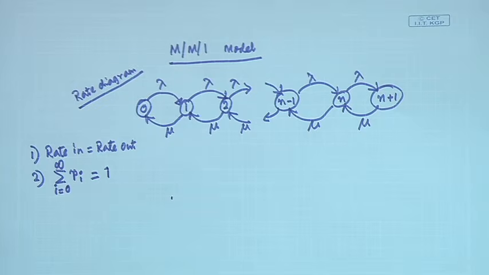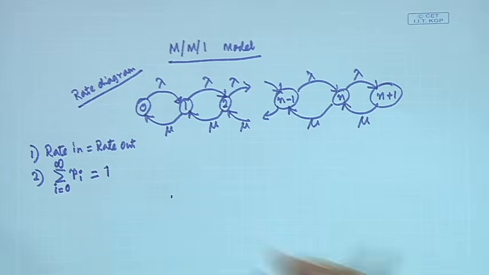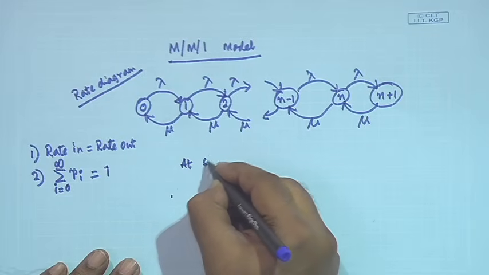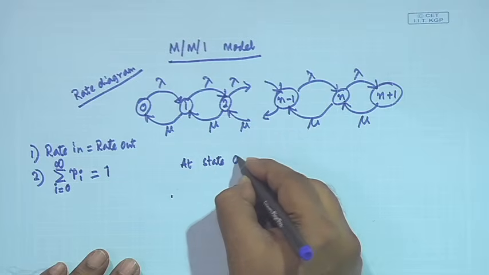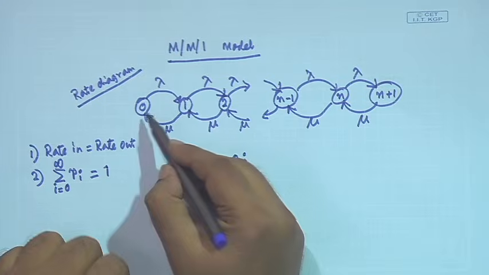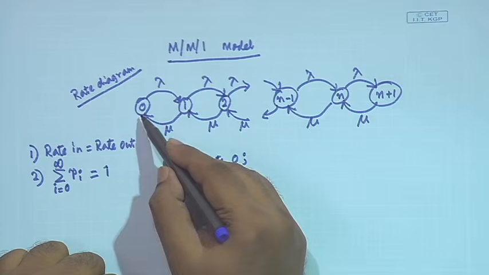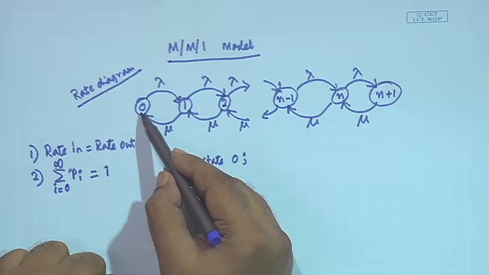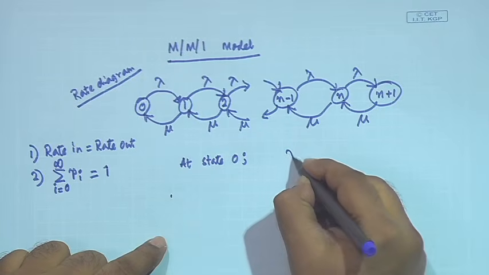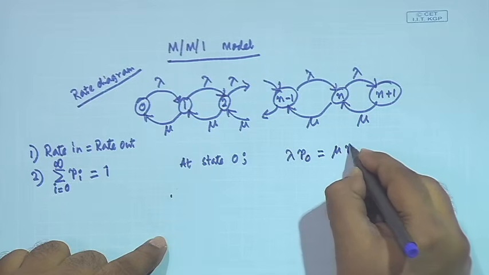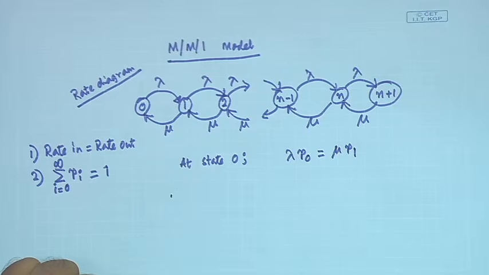So, if that is so, then how do we make the balance? You see, at state 0, what will be the balance? What is going out and what is coming in. Going out is lambda and that value is P0. So, lambda P0 equal to mu P1, right.